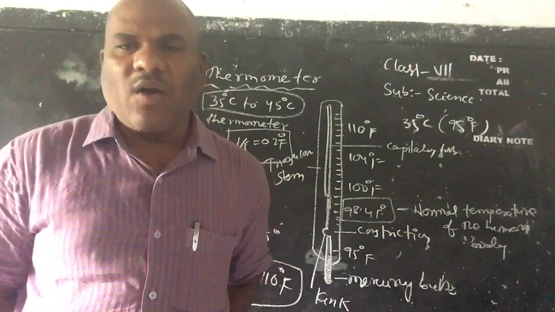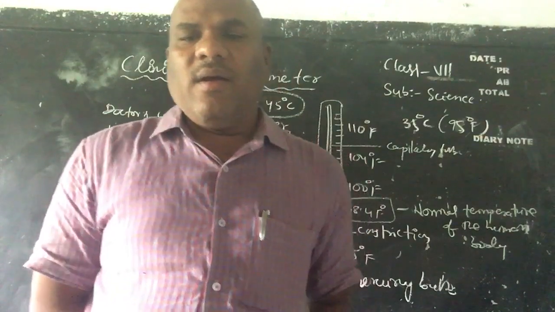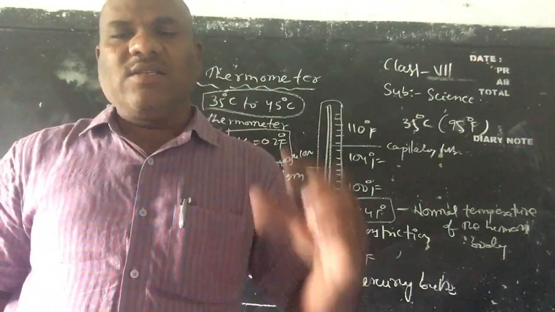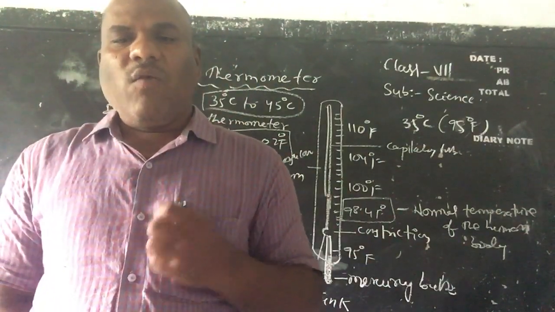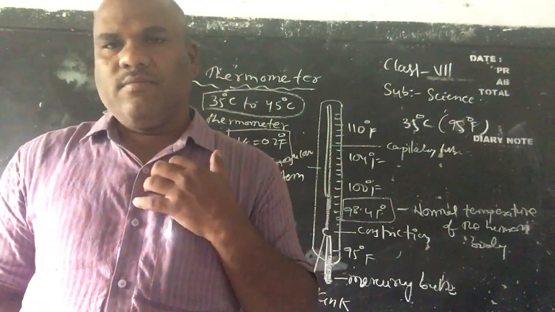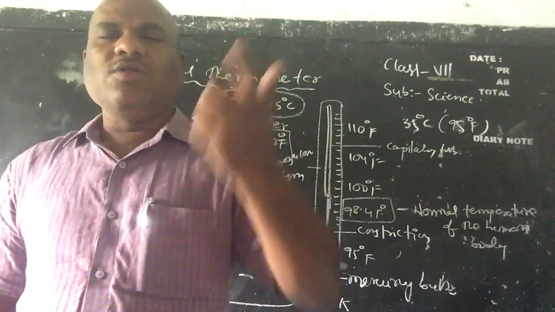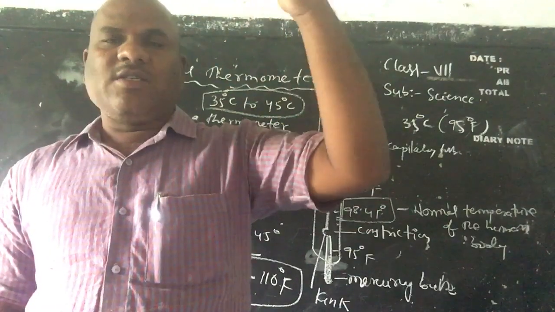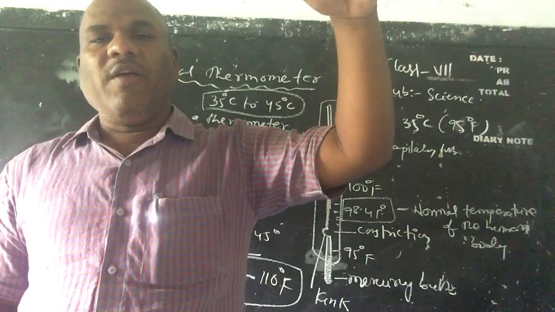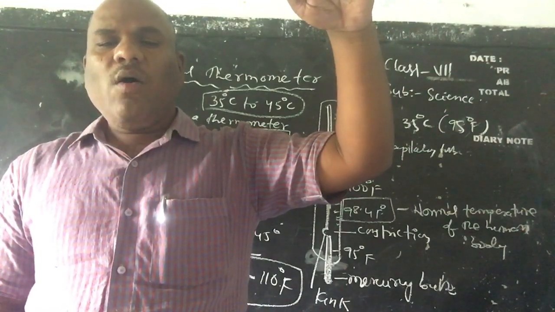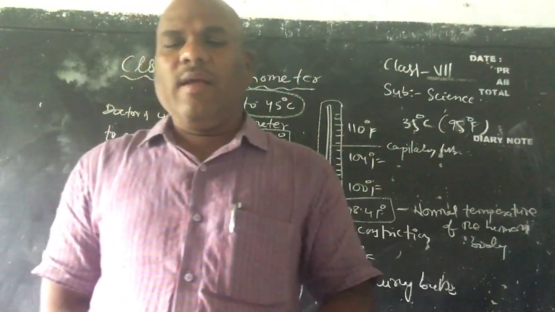So after 1 minute or 2 minutes, take out the thermometer from under the tongue or under the armpit, and note down the readings. It tells your body temperature, children. What did you record as your body temperature? When it is placed under the tongue or under the armpit and you take it out, the level of the mercury will be steady.